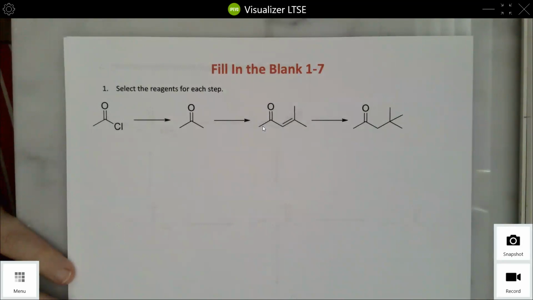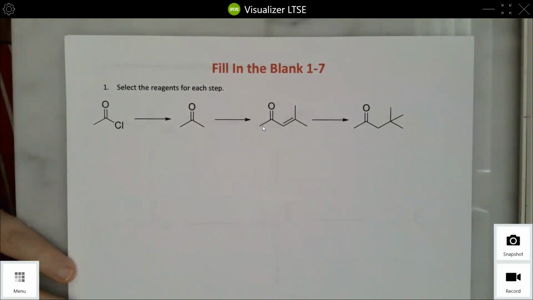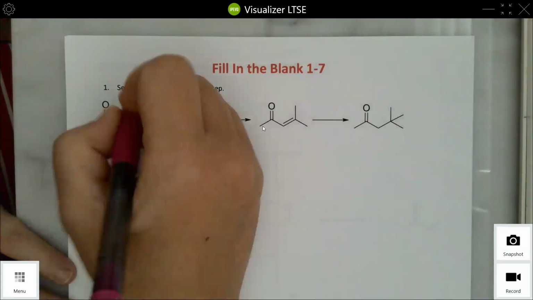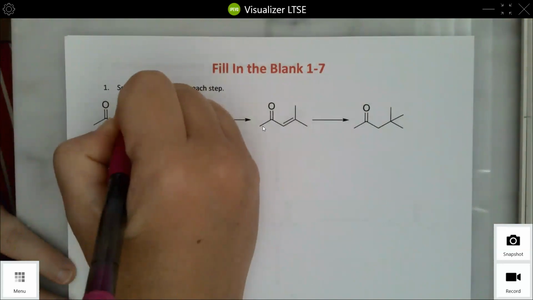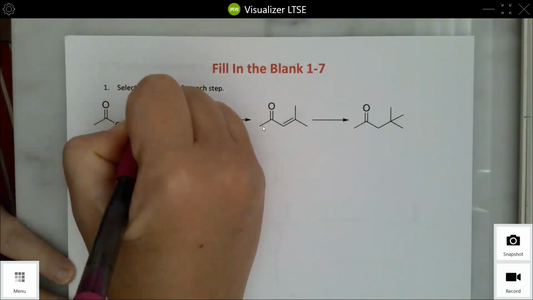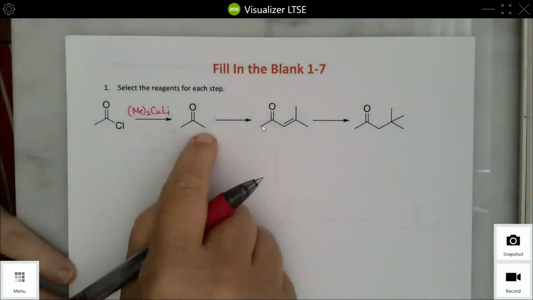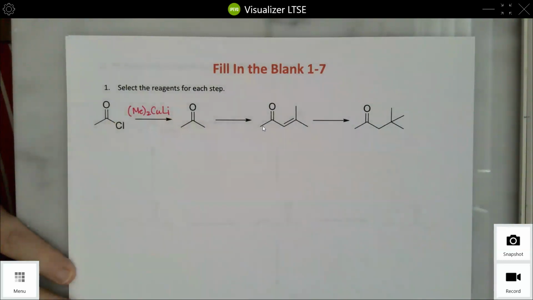So this one is the fill in the blank section on the midterm. This is a guide to it. So we want to know the reagents, right, for all of these reactions. Okay, so to convert an acid chloride to a ketone, we can use a Gilman reagent. And because we want to add in a methyl group, that's where we're going to come up with the methyl Gilman reagent to do that. Again, if I had added an ethyl group, I would have added an ethyl Gilman reagent.